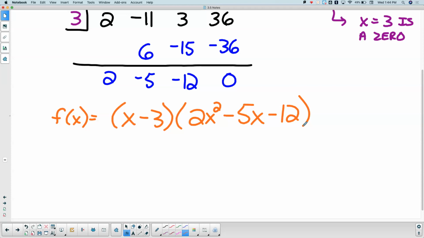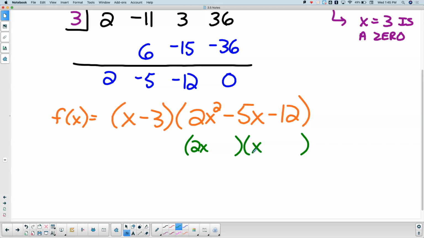Can 2x squared minus 5x minus 12 be factored? Because if it can, we have to keep going. If it can't, we're done. Okay. So let's try it. What goes in the first spots? 2x and? Nope. Just x. Because those two have to multiply together to be 2x squared.